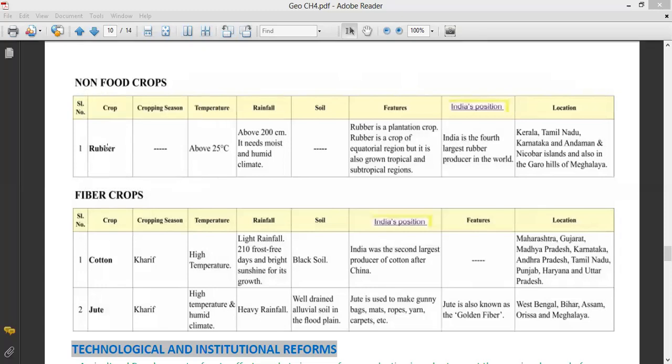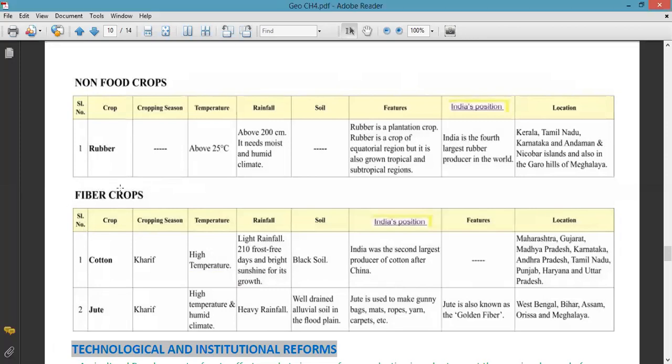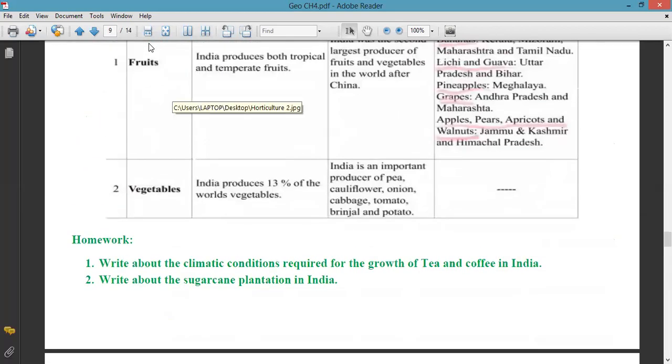Important plantation crop under non-food crop. Cotton is also a plantation crop. Jute is also a plantation crop. But here, cotton and jute can be called fiber crops. Why? Because a thread-like fiber can generally be obtained from these two crops, and from that, cloths or bags can be prepared. But fiber cannot be obtained from rubber or tea, coffee, right?